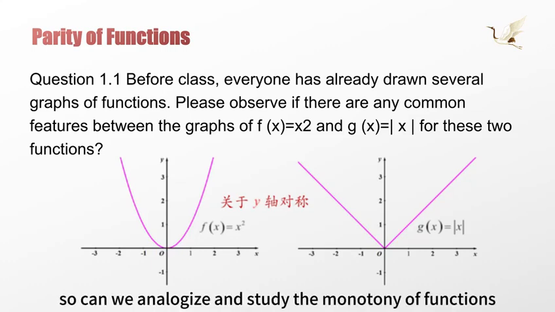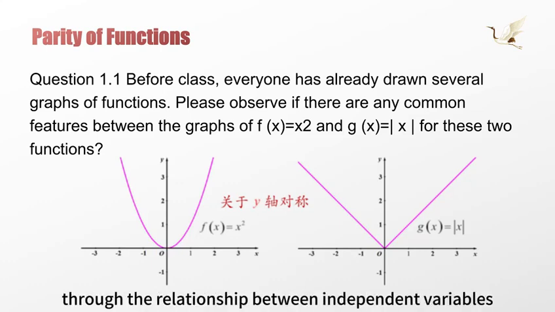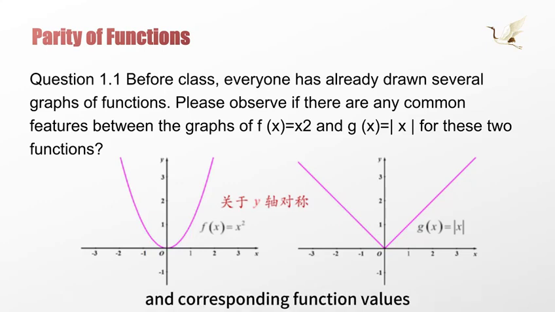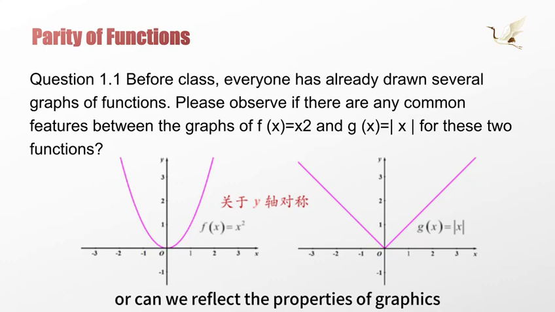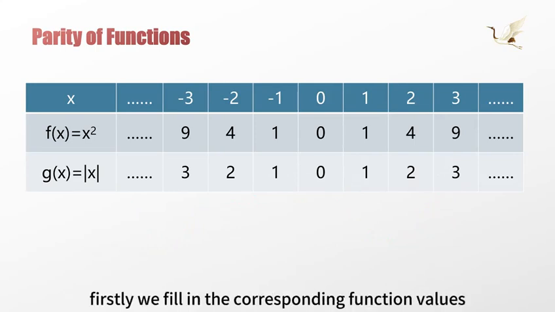So can we analogize with the study of the monotonicity of functions? What about reflecting the properties obtained from intuitive function graphs through the relationship between independent variables and corresponding function values? Or can we reflect the properties of graphics through quantitative relationships? Let's take a look at this table together. Firstly, we fill in the corresponding function values in the table.